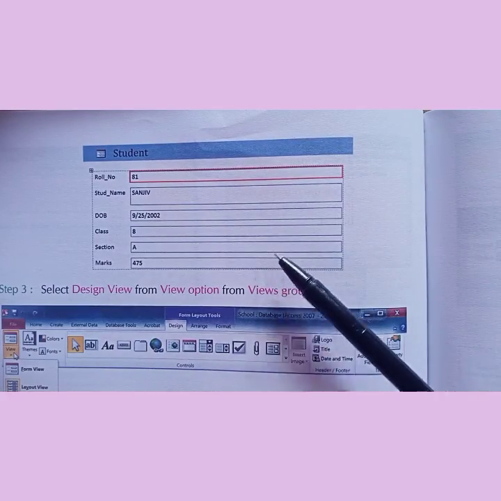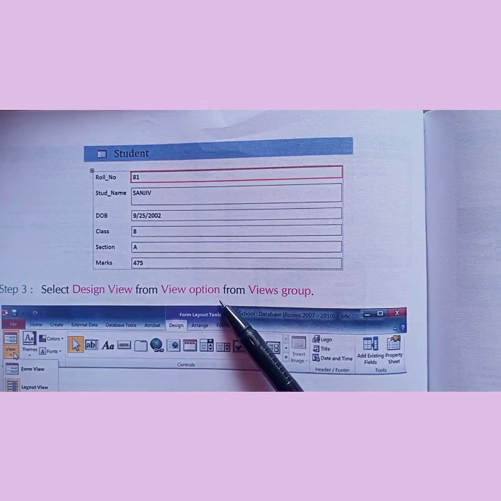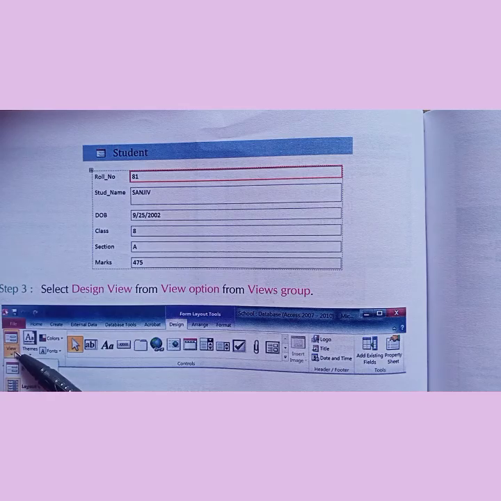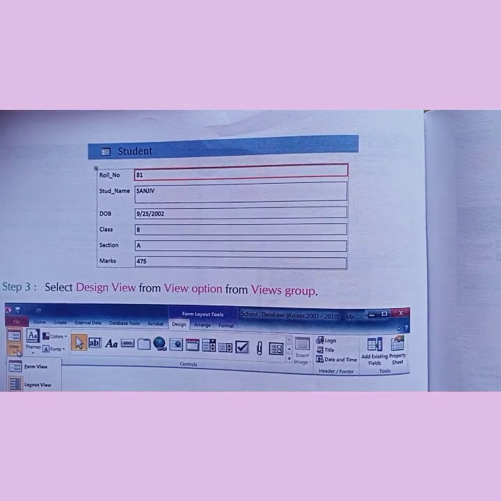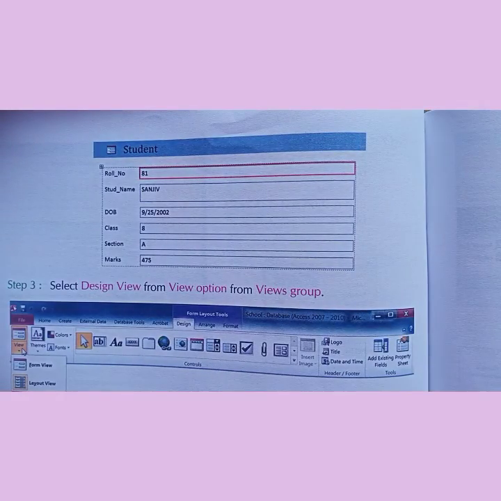If you wish, you can change it. You can go to the design view and you can choose the view options. Here you can click on the view option: form view, layout view, design view. So you can click on the design view to change these designs.